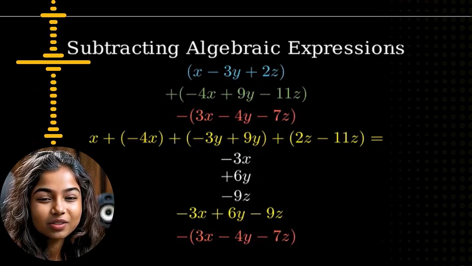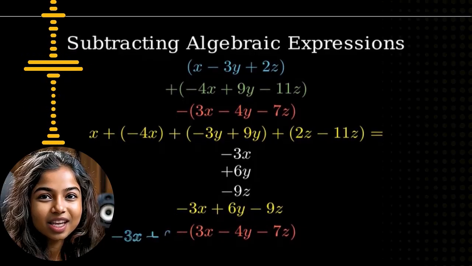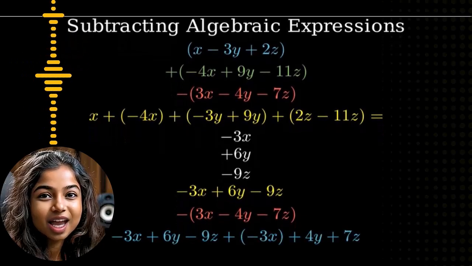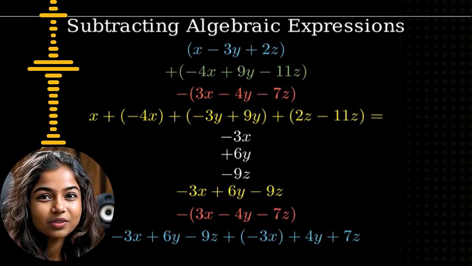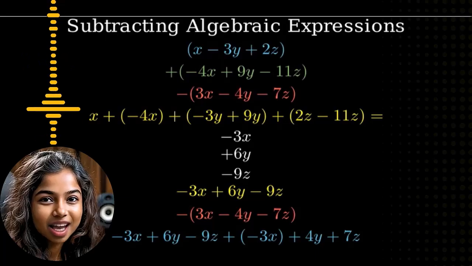From this, we need to subtract 3x minus 4y minus 7z. Remember, when we subtract an expression, we can distribute the negative sign to each term inside the parentheses. Let's combine like terms one final time.